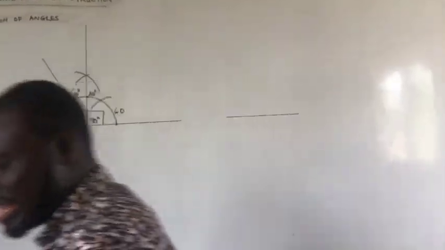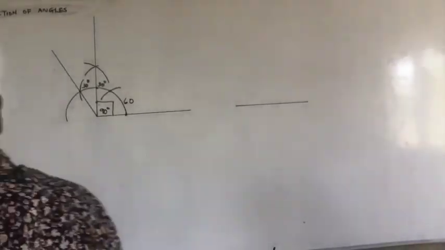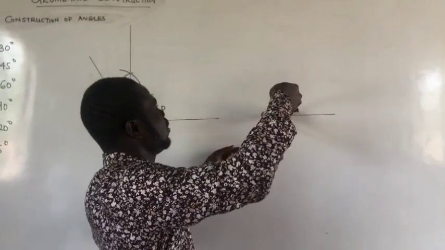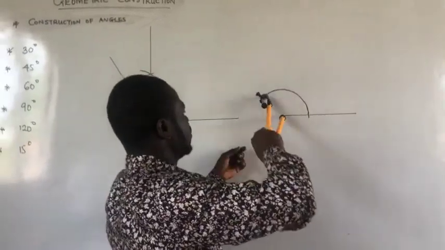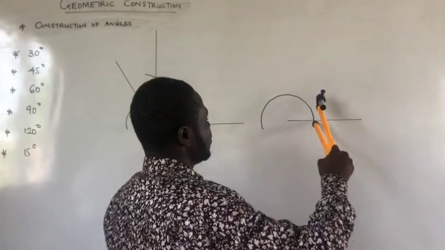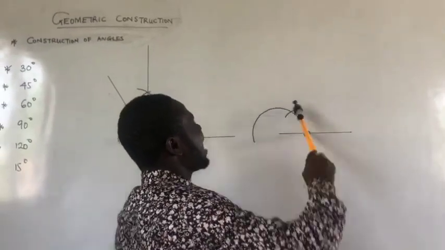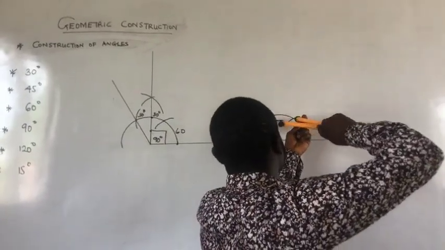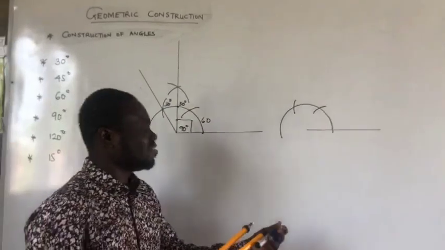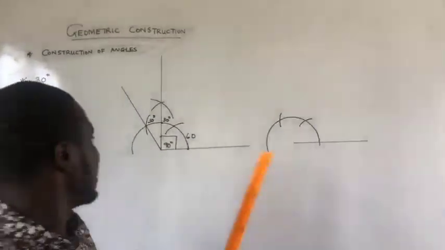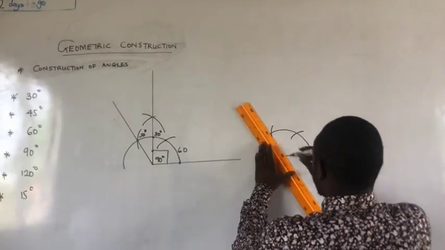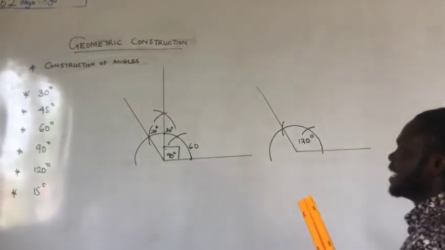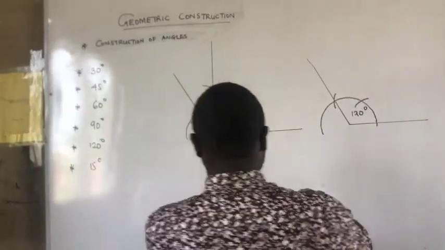So if I have my line like this, to draw an angle of 120, I also stand here, draw my circle, stand here, draw my arc. So the first arc I draw is 60, stand on the arc, draw another one, another 60. And so 60 plus 60 will give me what? 120. And I'm through with it. So the angle here is 120 degrees.